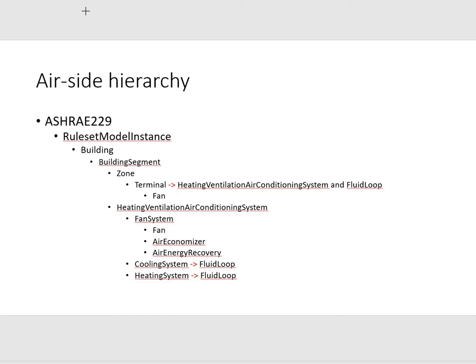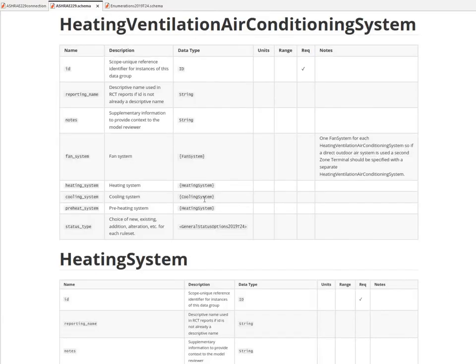So go back to the schema now and start talking about that. Like every other data group, the heating, ventilation, and air conditioning system data group has an ID, reporting name, and notes. And I apologize, sometimes I may be calling this the HVAC data group instead of heating, ventilation, and air conditioning system. It's a shorter name, but technically we have agreed not to have a lot of abbreviations in the schema, so that's why it's spelled out this way.